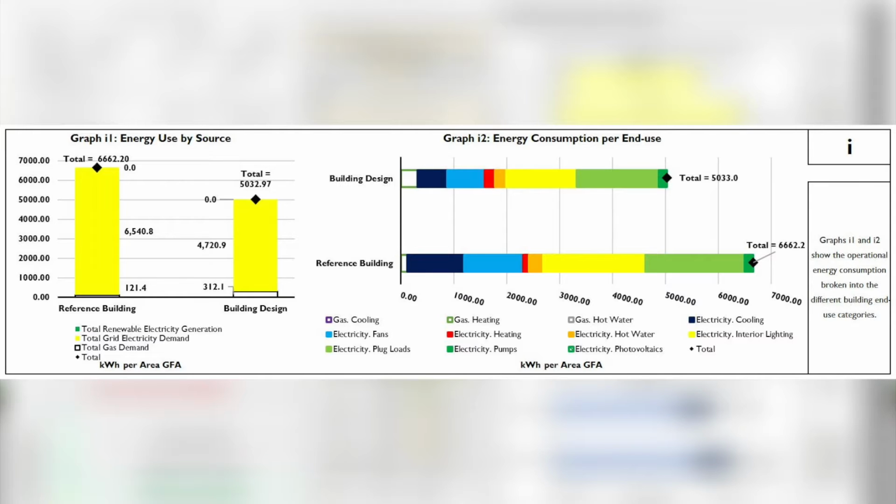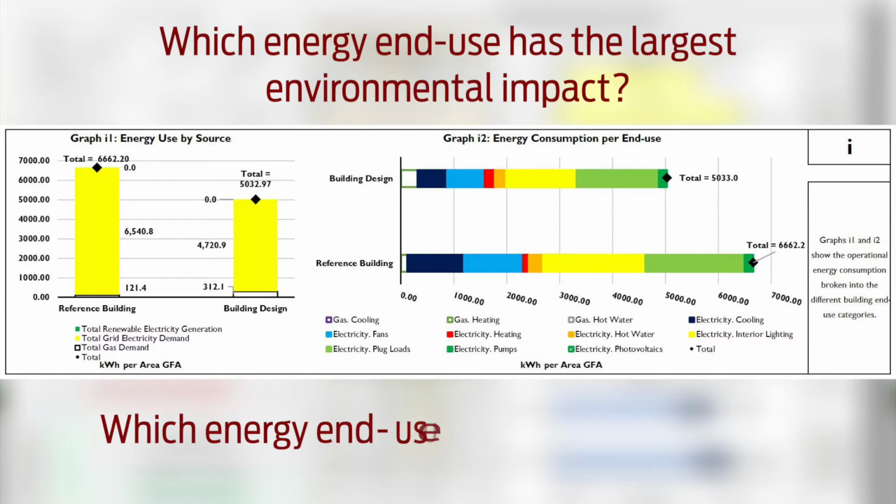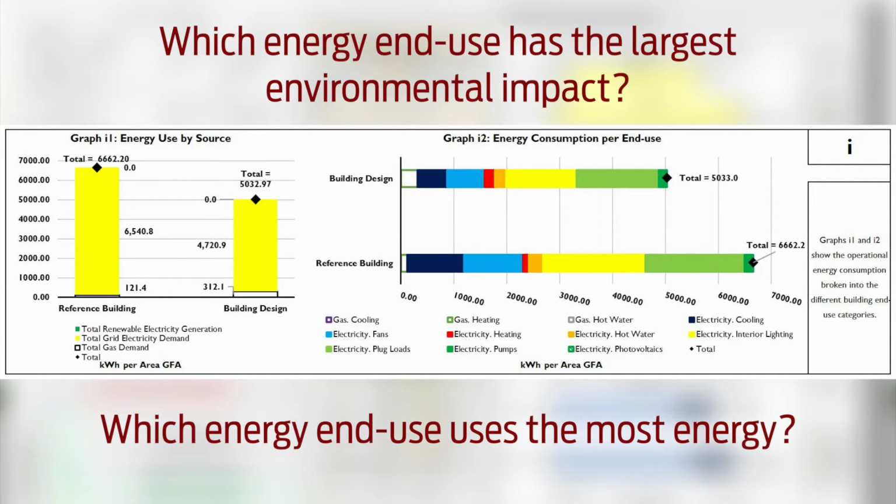Graph I2, Building Operational Energy Analysis, also shows delivered energy comparison between the building design and a reference building. This graph separates energy use into its energy end-use categories, so you can identify specific areas to reduce energy consumption and therefore environmental impact. These graphs and tables can be used to answer such questions as which energy end use has the largest environmental impact, and which energy end uses use the most energy.